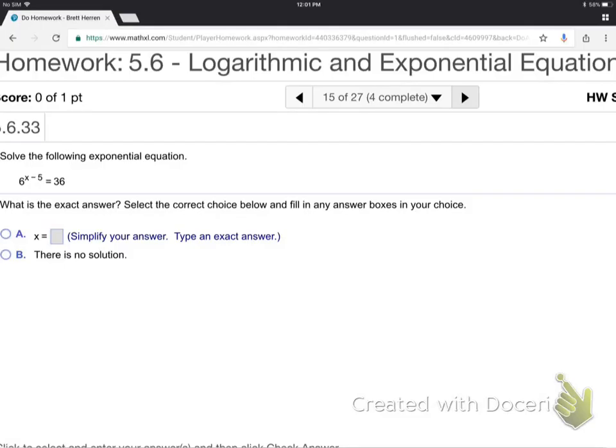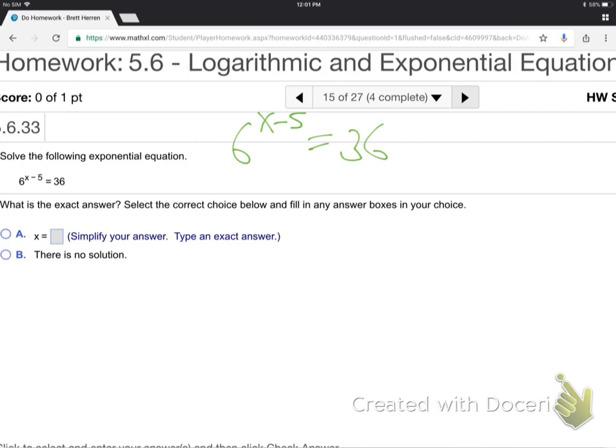Now, exponential equations, powered equations. So no more logs. Notice we just shifted gears. No logs here, but now we've got x climbed up into the power zone. So we've got to get x out of the power. Somehow we're going to do something like that.